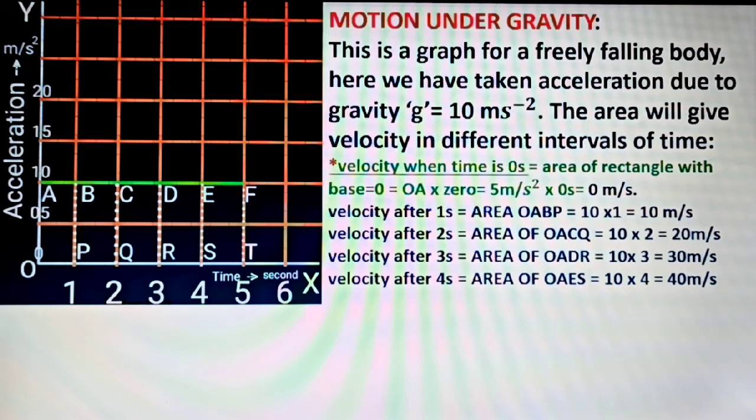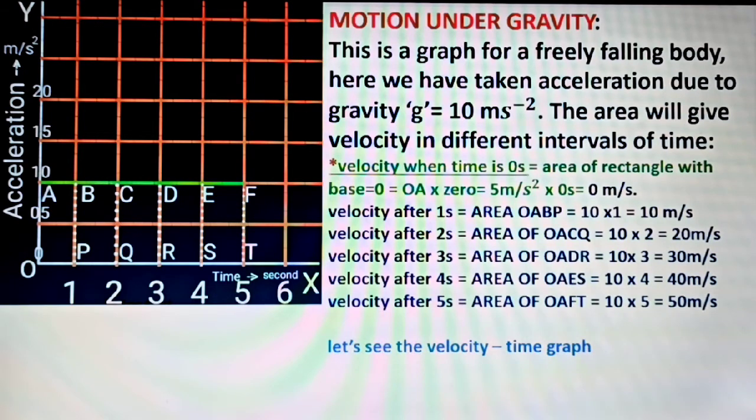Next we have velocity after 4 seconds, that is area of OAES, that is 10 into 4, 40 meter per second. And velocity after 5 seconds is area of OAFT, that is 10 into 5, 50 meter per second.